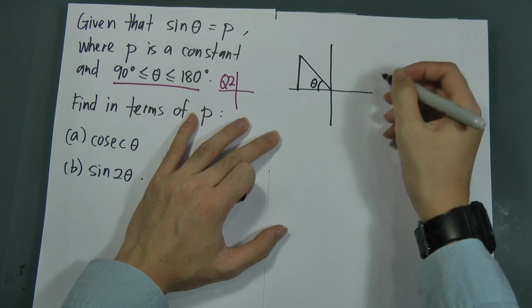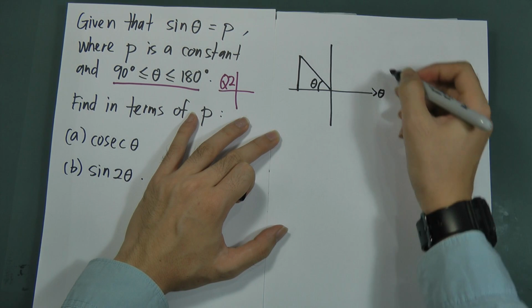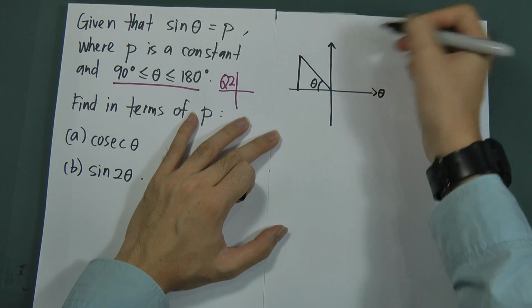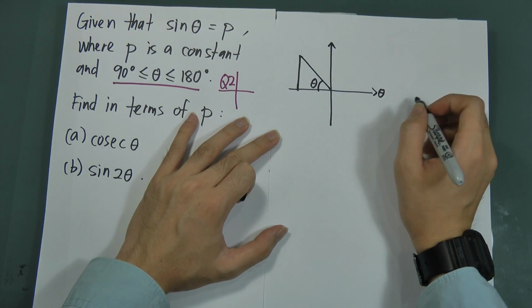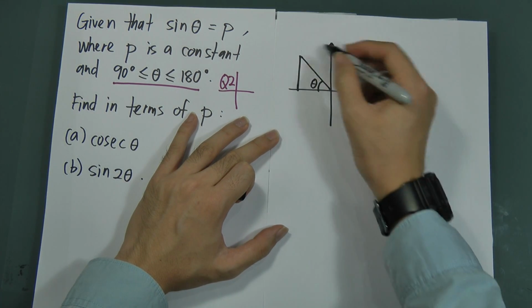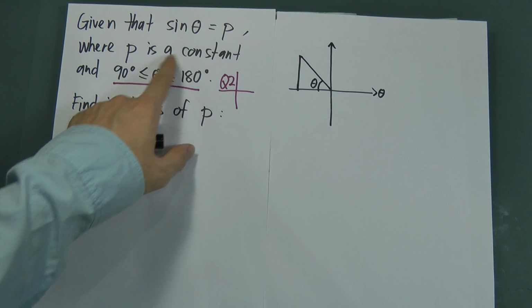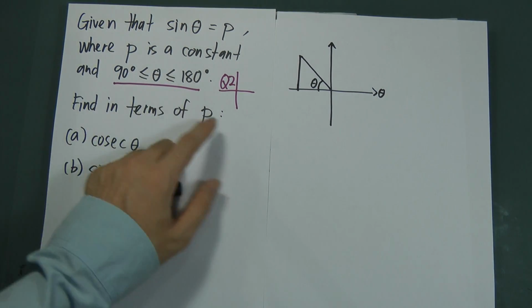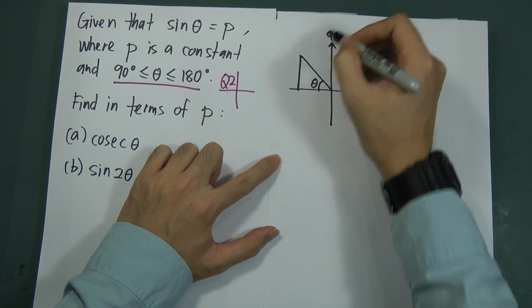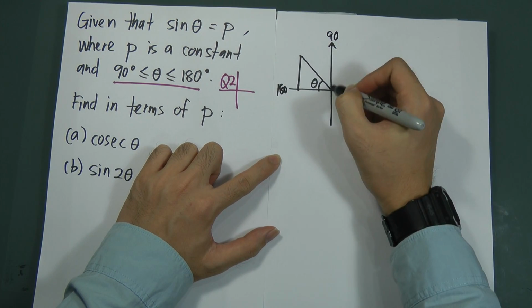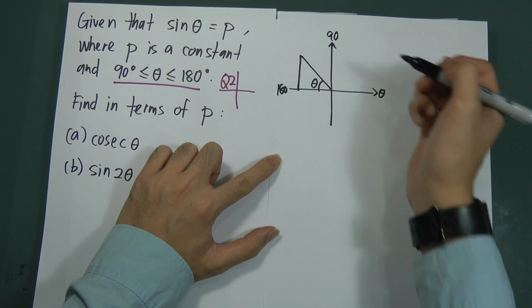Imagine this is the angle, and this is the x value. This is the y value. Now this is already in the second quadrant, because he says the angle is between 90 and 180. Here is 90, here is 180. So the angle is between here, 90 to 180.